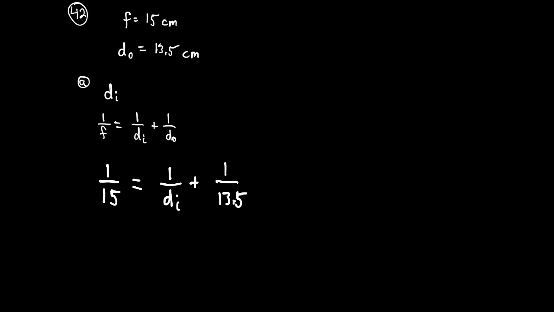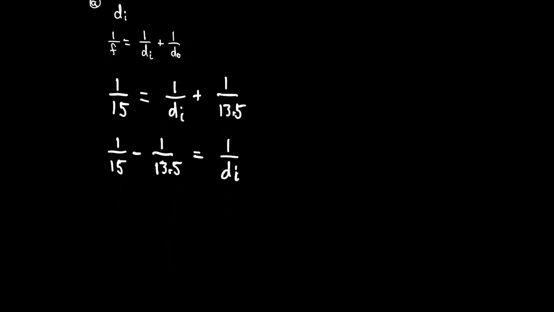I do my algebra. I've got to get DI by itself, so I subtract the 1 over 13.5 from both sides. So I have 1 over 15 minus 1 over 13.5 equals 1 over DI. I do that subtraction. Do that for me. Let me know what you got in your calculators. I did this last night, so I can't read my own handwriting. There we go. Negative 0.0074.